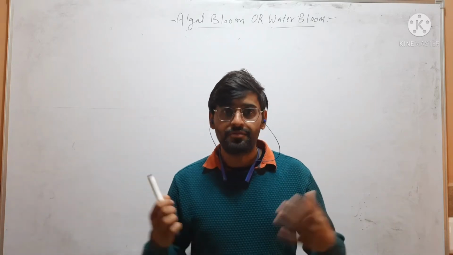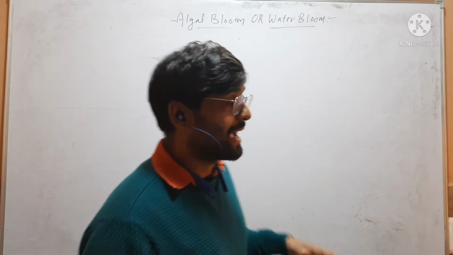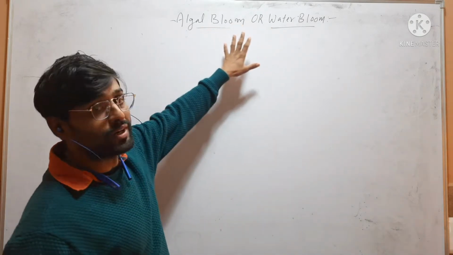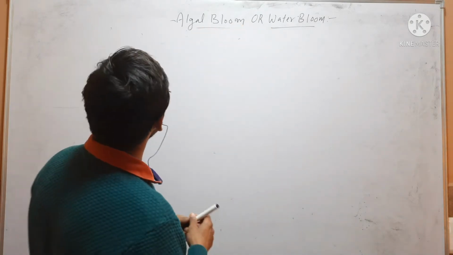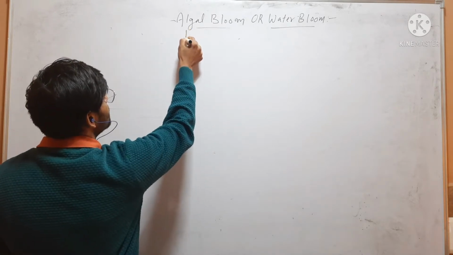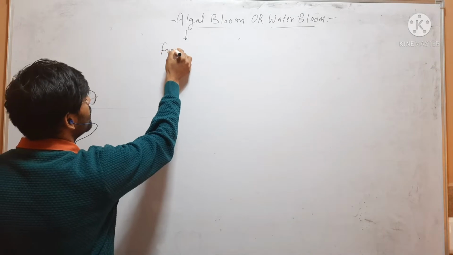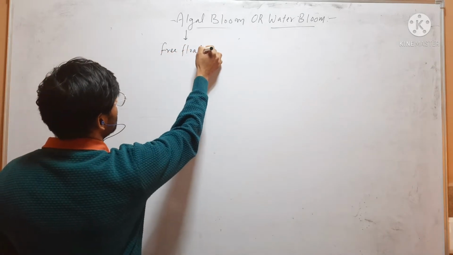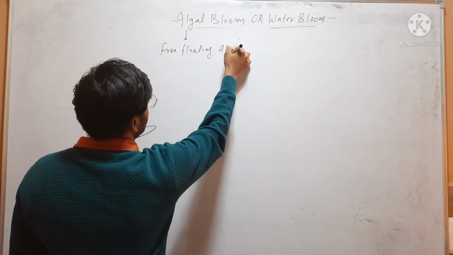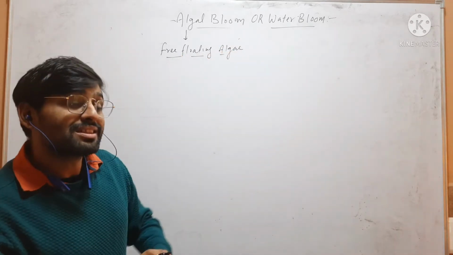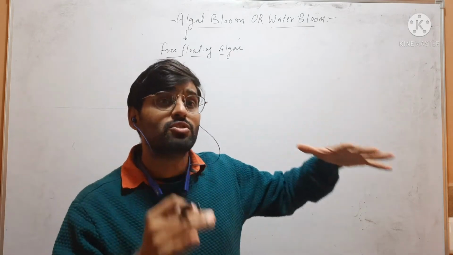Hello friends, in this video we will discuss algal bloom. Algal bloom is a term which comprises two words, algal and bloom. Algal here means all the free floating algae. Algae that are free floating means that they are present on the surface of water.